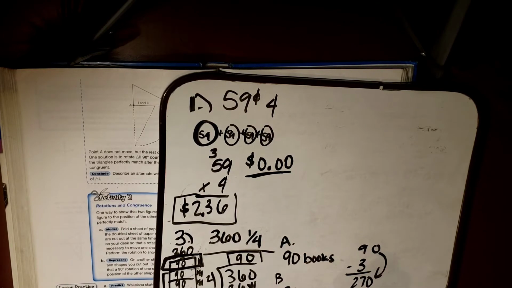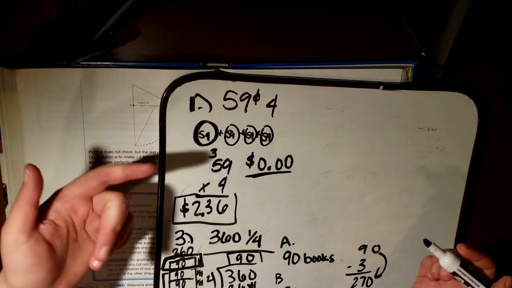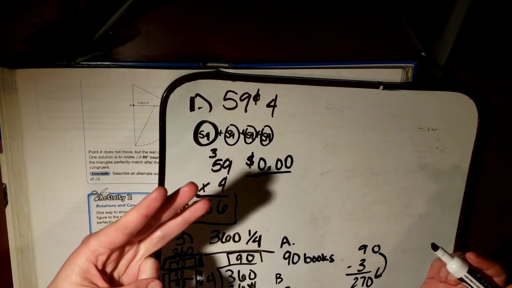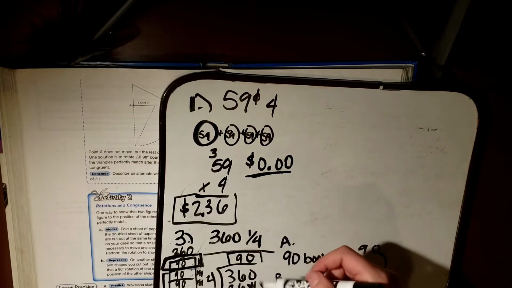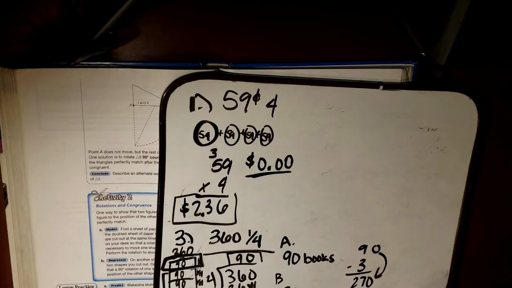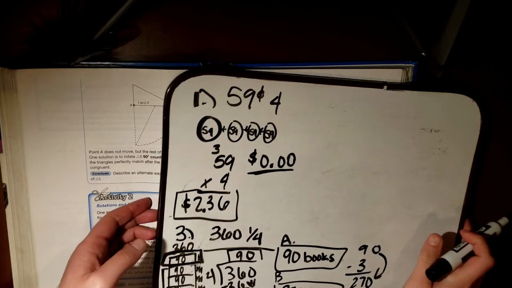books. So remember the circle, 90, 180, 270, 360, very similar there. So that's cool. So A is 90 books, B is 270 books.